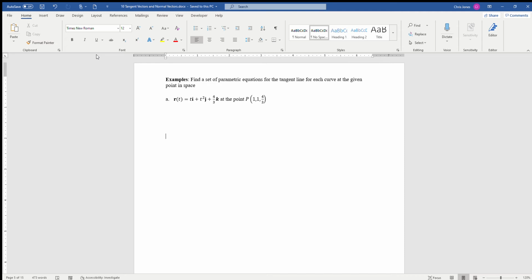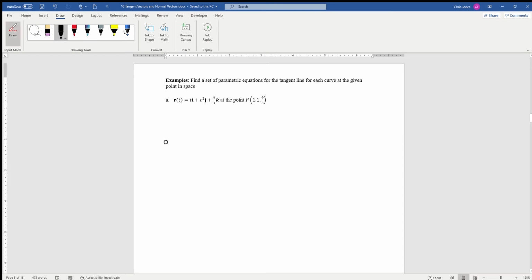So we're basically going to find the value of t. That's going to give us the slope at each of those, and then we can find the parametric equations at that point. All right, so the first thing we have is this polynomial sort of vector function. We have t i, t squared j, 4/3 k, and we have the point 1, 1, 4/3. So the question is, what is the value of t? All right, and it's actually pretty easy for this one.